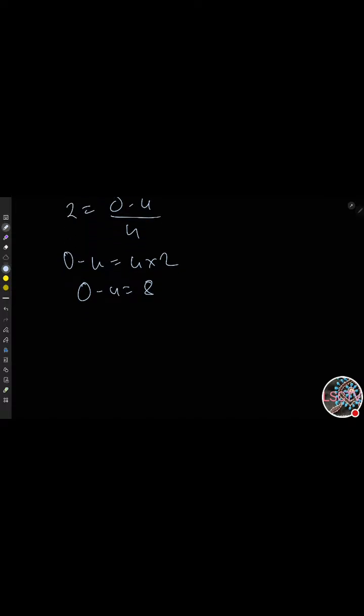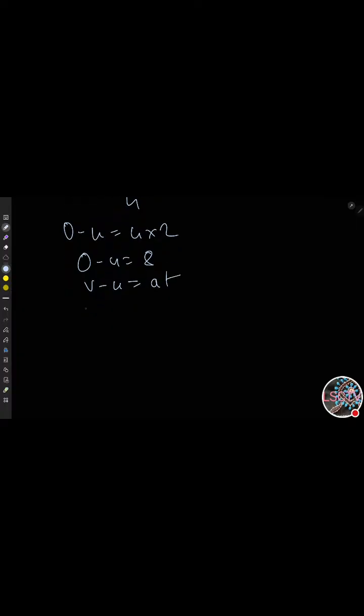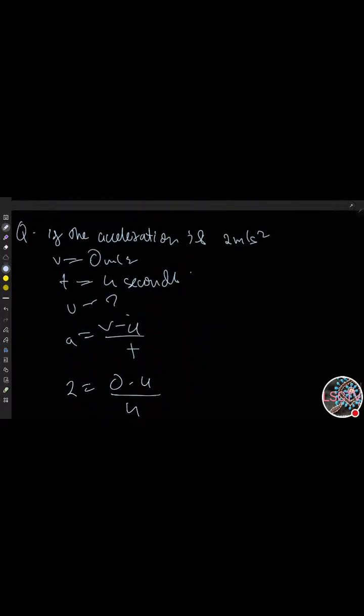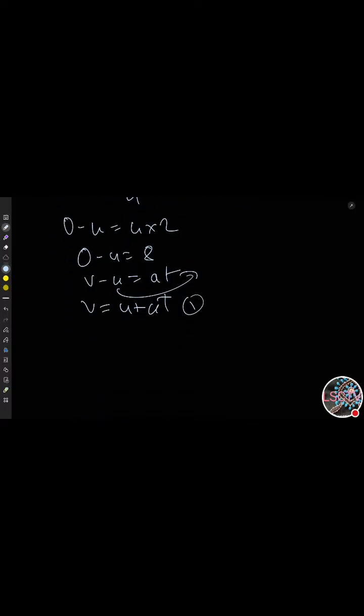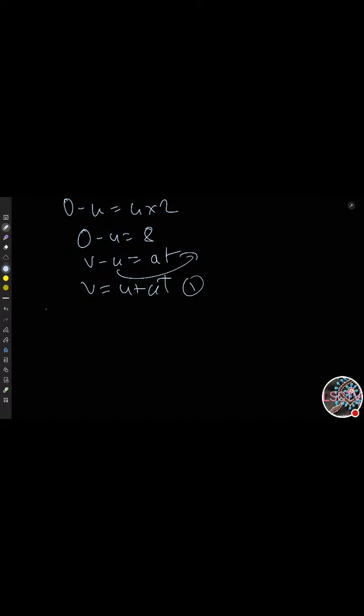Now, here you can easily derive the equation of motion. v minus u is equals to, what is this product? a times t, acceleration times t. This gives you the first equation of motion, v equals to u plus at. This is the first equation of motion. Simple, guys. Okay. v equals to u plus at is our first equation.